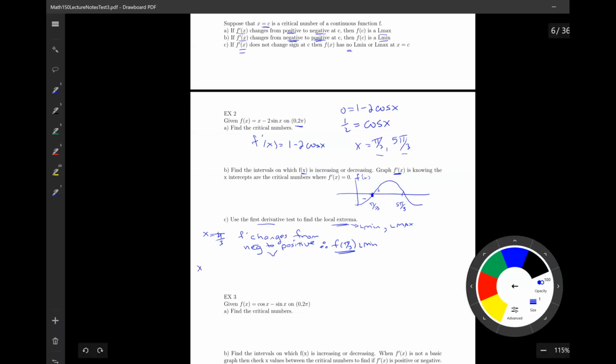So looking at x equals 5 pi over 3, before 5 pi over 3 the derivative is positive, after 5 pi over 3 the derivative is negative. So f prime changes from positive to negative. So therefore, f of 5 pi over 3 must be a local maximum.